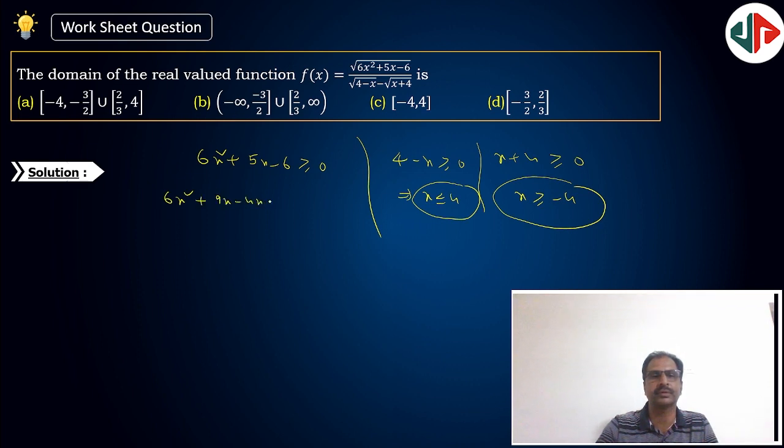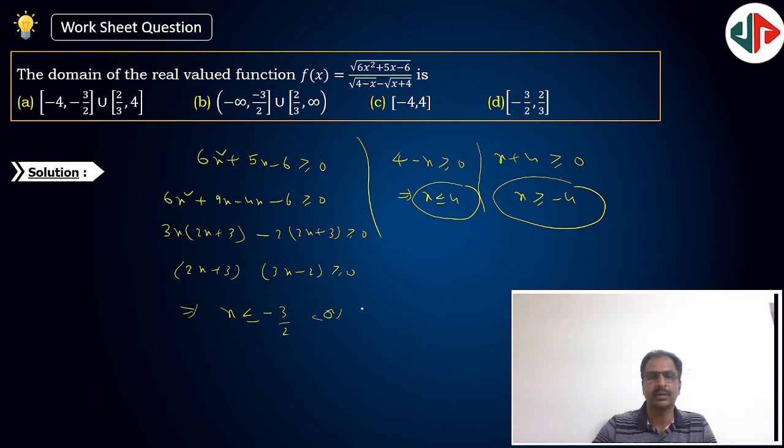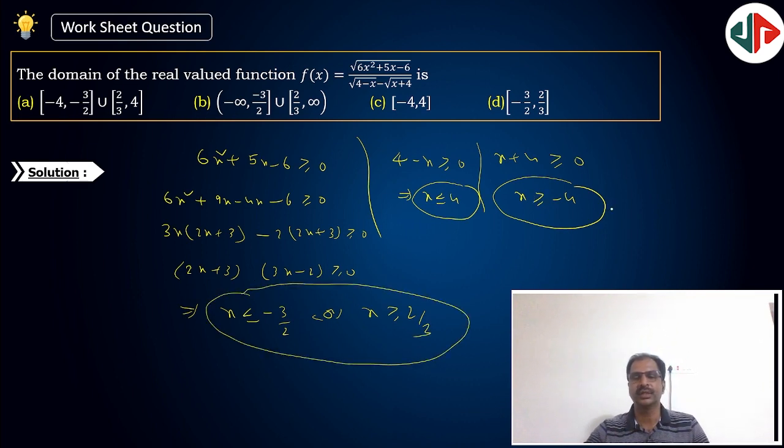9x minus 4x. So this is 3x into 2x plus 3 minus 2 into 2x plus 3. So 2x plus 3 into 3x minus 2 greater than or equal to 0, which means x less than or equal to minus 3 by 2 or x greater than or equal to 2 by 3. So these are the conditions for the given function to be defined.